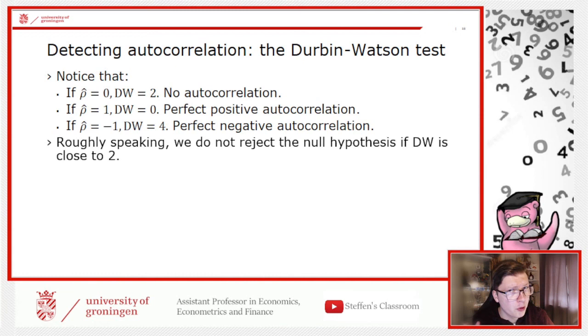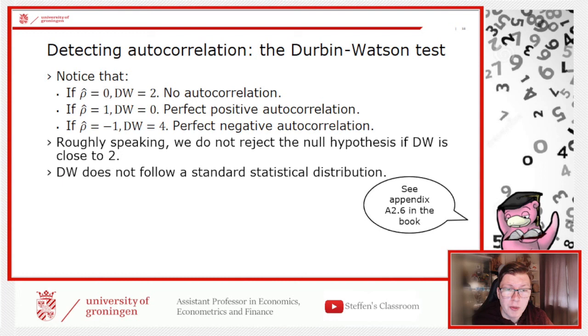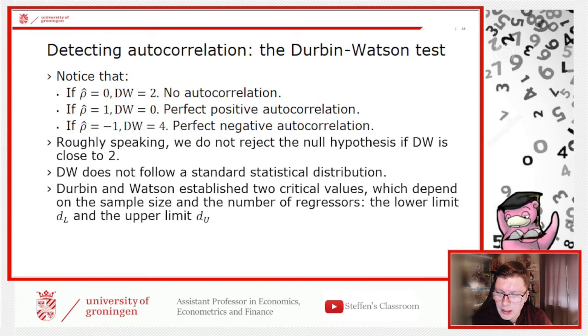So for you guys out there, if you're just watching and seeing a Durbin-Watson statistic of about 2, so say 1.9, 2.1, 2.2, something like that, well, it's okay. That's close enough. But let's be a little more clear, of course, because it doesn't follow a standard statistical distribution.